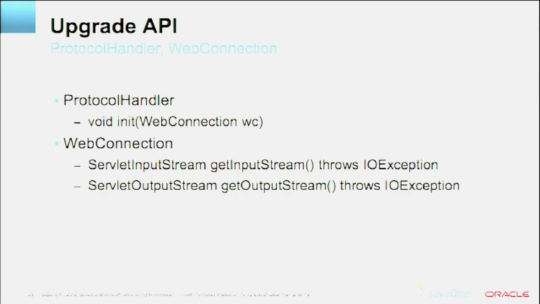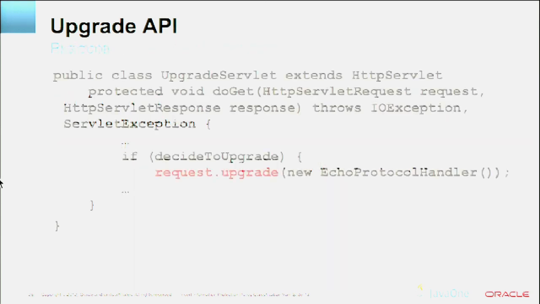Now, besides the upgrade, we also add two interfaces. The first interface is protocol handler. The protocol handler only has one method called init. And the init is where you pass in a web connection. And at this moment, the web connection only has two methods. One is to get the servlet input stream. The other one is to get the servlet output stream. And we will show you an example of how this works in the case of the Echo protocol that I will describe.